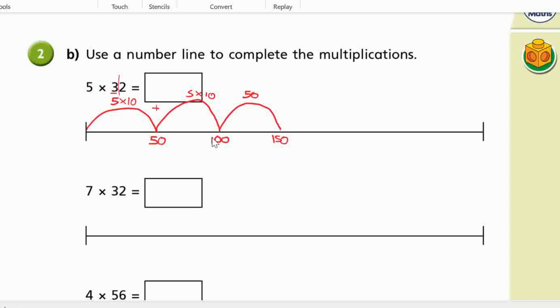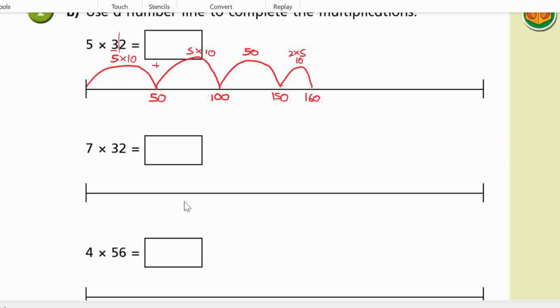Let's look at the units now. So then we have to do another jump, which is 2 times 5. What is 2 times 5? 10. Now this jump is a bit smaller. I haven't really done it to scale. So in other words, we have to do 150 plus 10. 160. That is your answer. Okay, 160. Okay. Right, on to this one.